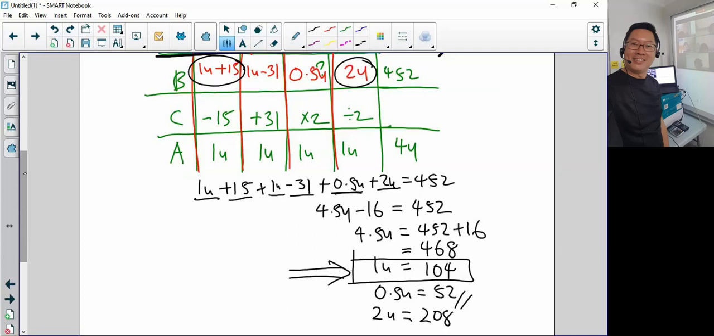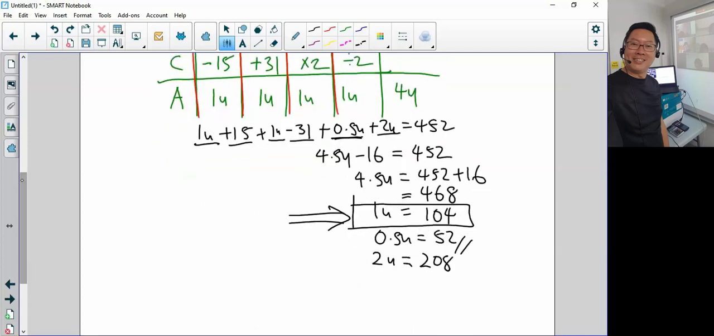That is box D. Then how about box A? Box A has 1 unit plus 15, which is 104 plus 15. So box A has 119. Okay, 119. So box D has how many more than box A at first? Then can we solve already? 208 minus 119, and that will give you part B. So 208 minus 119, you can see that box D has 89 more than box A at first. So that's your part B.